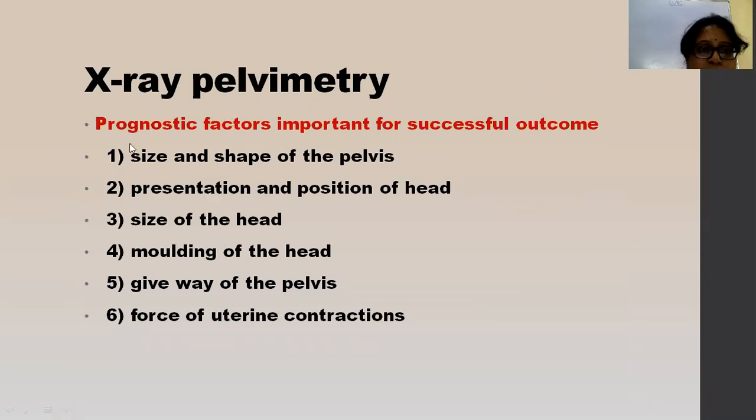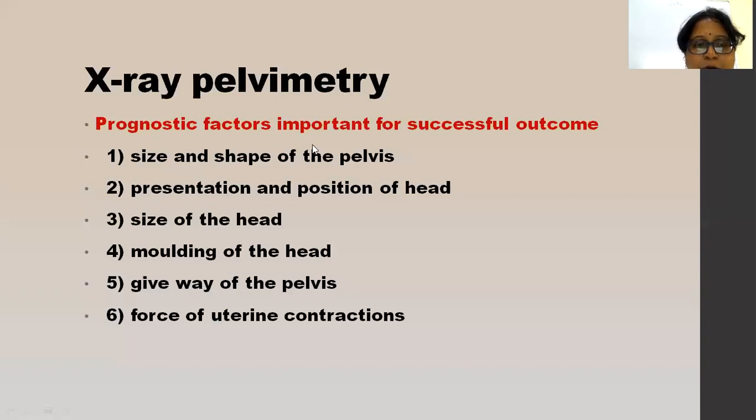In this, what are the prognostic factors which are important for a successful outcome? They are the size and shape of the pelvis, presentation and position of the head, the size of the head, molding of the head, give way of the pelvis, and the force of uterine contractions. All these features will decide how the labor progresses.